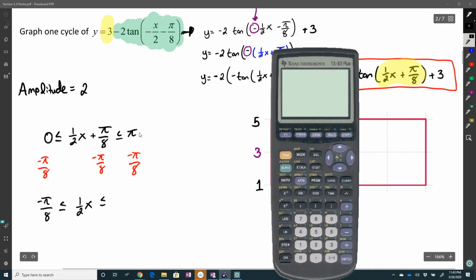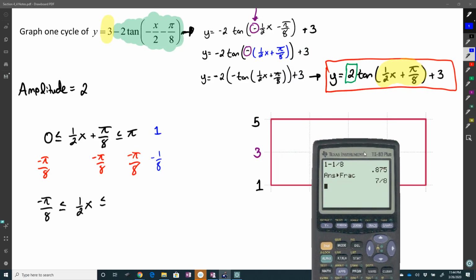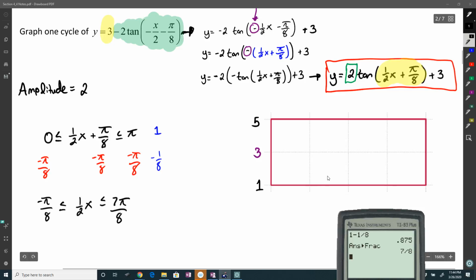Now, think of it as a number. This is just like saying 1 minus 1/8. So if you go to your calculator, 1 minus 1/8, 7/8. So that means that this is 7 pi over 8. Okay, especially when pi is in the equation, don't use decimals, or else you're not going to get a really good graph. You want your graph to be in terms of pi, not some weird decimals. Anyway, let me erase this so I can give myself more room.